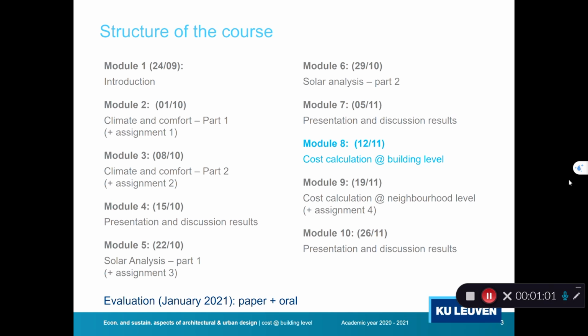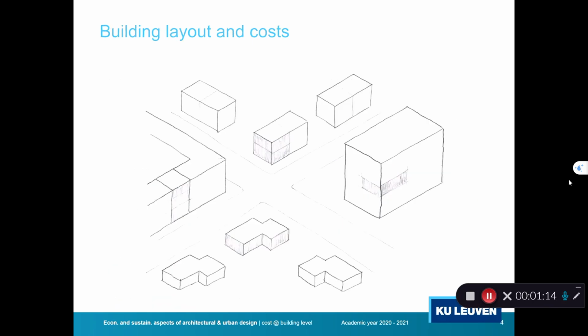The next two modules focus on the cost calculation, ending with presenting your results to the group. This module is on the cost at building level, the next one focuses on the cost at neighborhood level. For the cost at building level, we will mainly focus on how the building layouts, the design choices regarding the building size and form will influence the cost of your building.